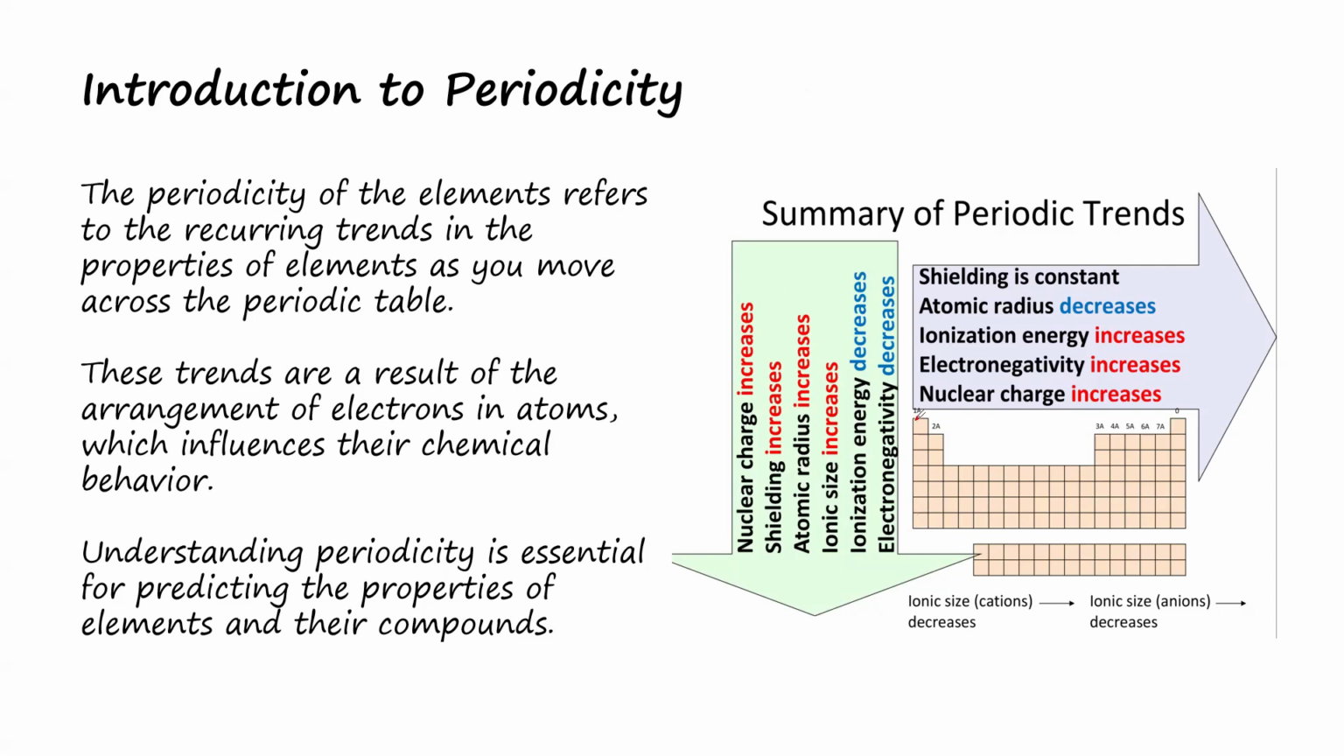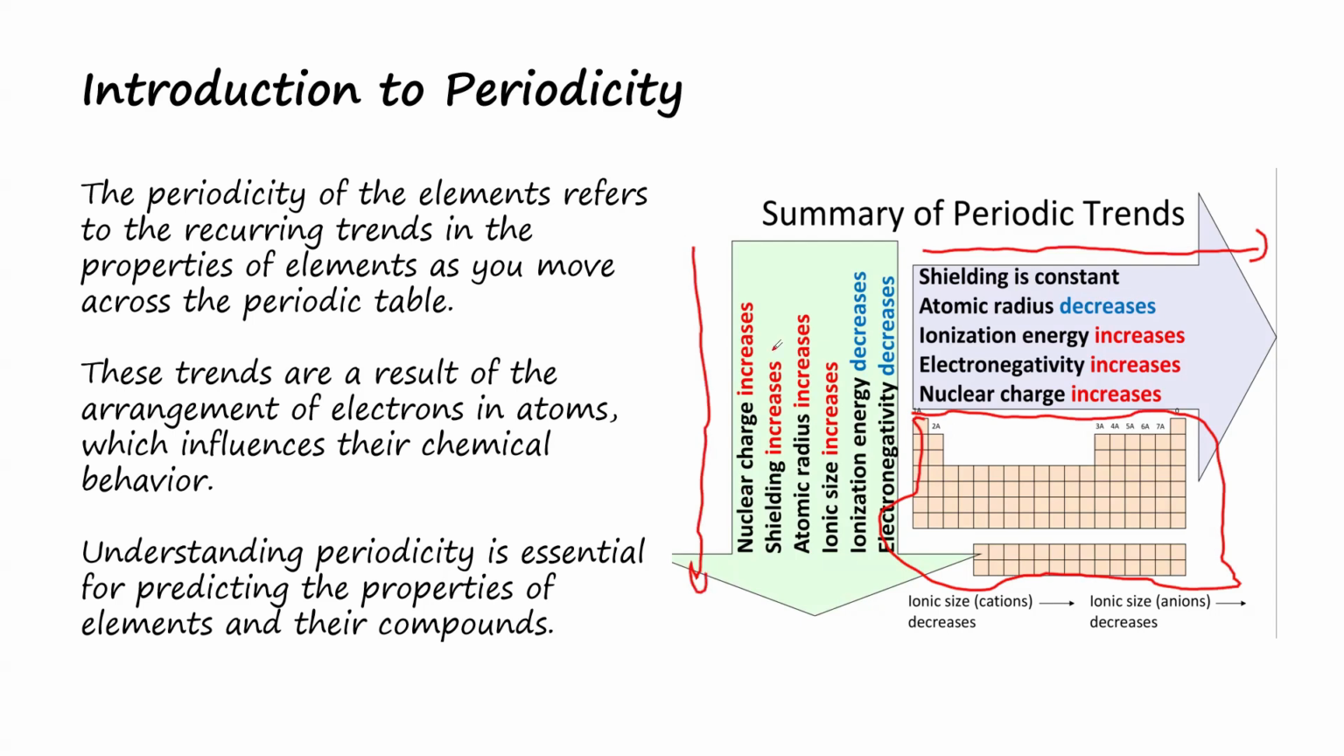Let's assume this is a periodic table. From here, we can see the properties that change across the periods, and the properties that change down the group. Here we have nuclear charge. As you move down the group, the nuclear charge increases, the shielding effect increases, the atomic radius increases, the ionic size increases, the ionization energy decreases, and the electronegativity decreases.